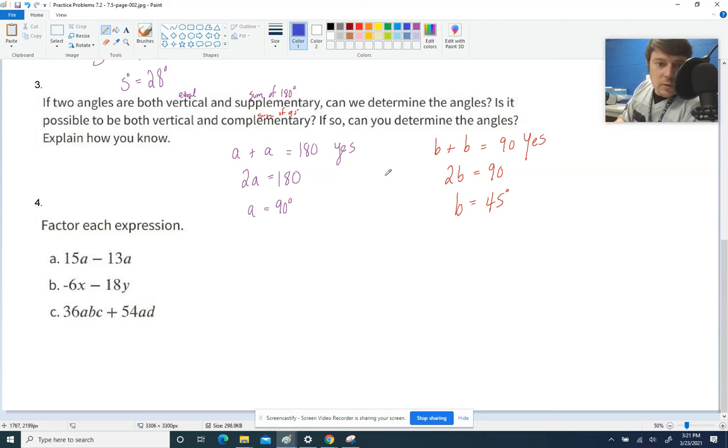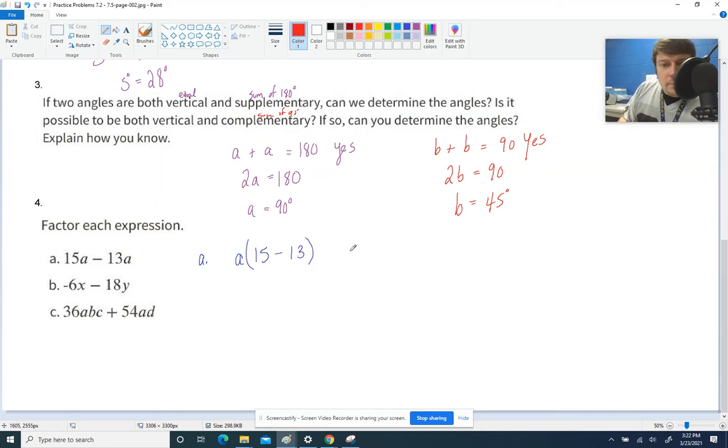Number 4 is a throwback to last unit, factoring out expressions. Most of you guys are really good at doing this, so we'll just do the examples really quick. Part A, what number goes into both 15A and 13A? Well, there's not a number, but there is a variable that goes into both of them, and that is A. You can factor out the A, since 13 is prime and nothing will go into 15 that also goes into 13.